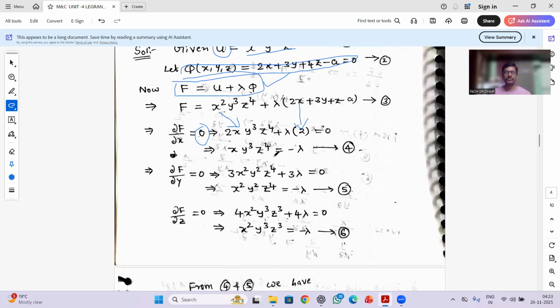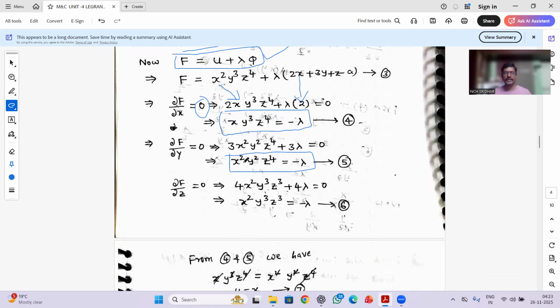Dou F by dou x is equal to 0. So x y cube z to the power of 4 is equal to minus 2 lambda, and the 2 gets cancelled. So we get x y cube z power 4 is equal to minus lambda. Similarly, doing the same partial differentiation with respect to y, we get x square y square z power 4 is equal to minus lambda. In the same way, we get x square y cube z power 4 is equal to minus lambda.